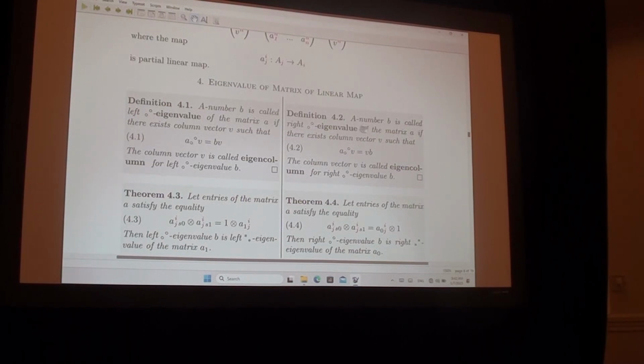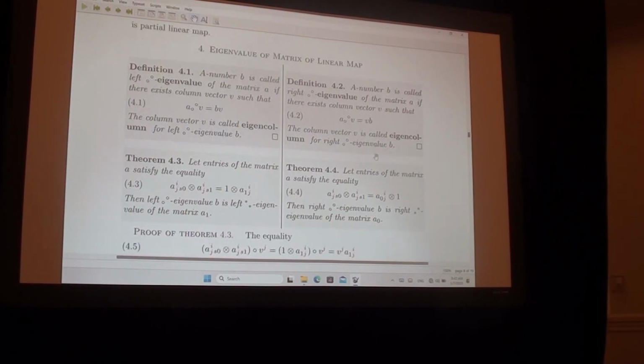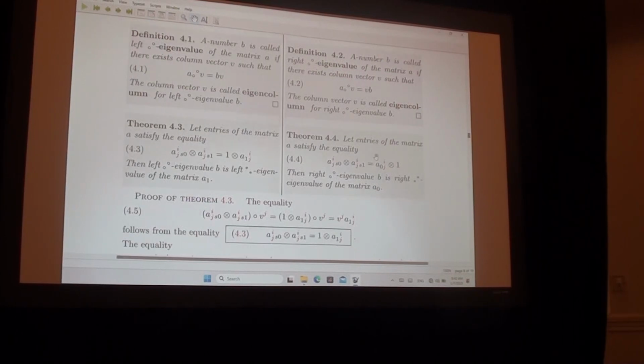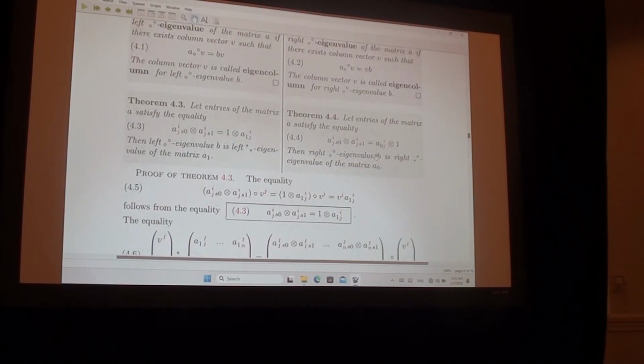Similarly, a linear map back is called right RCO. A number P is called a right RCO eigenvalue of the matrix map A if there exists a column vector V such that equality 2 is true. The column vector V is called an eigencolumn for the right RCO eigenvalue P. There is a relationship between different types of eigenvalues. We, for example, consider one of them.